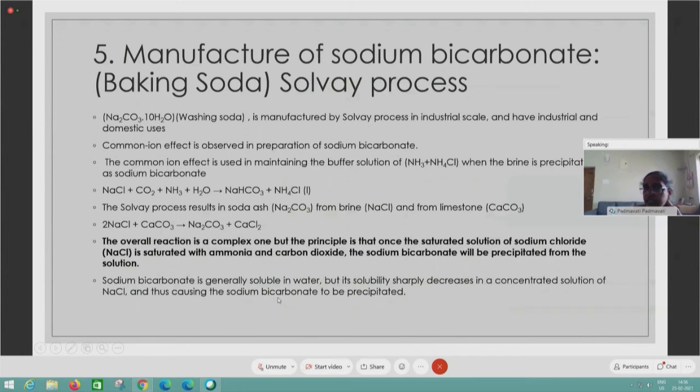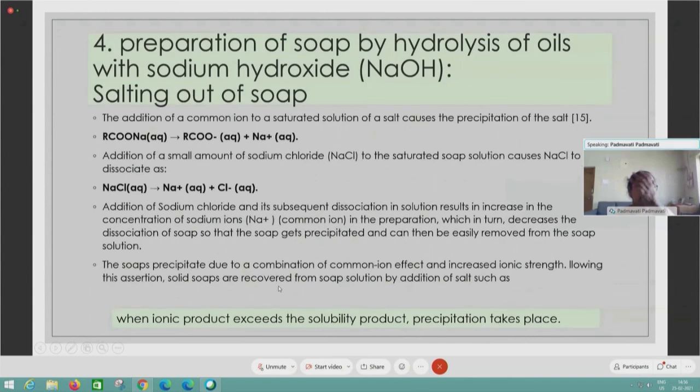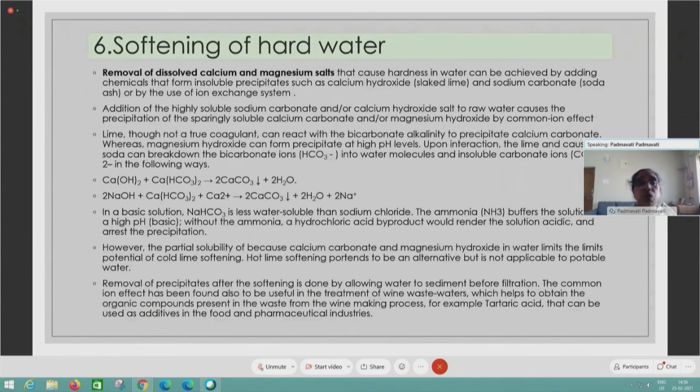I think we all are familiar with hard water, and soft water, it's easy to handle. But when it comes to hard water, we know that we use ion exchange resins nowadays to remove it.